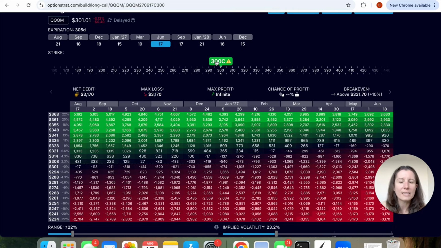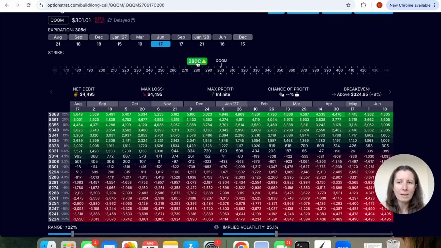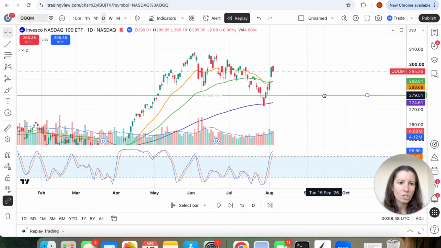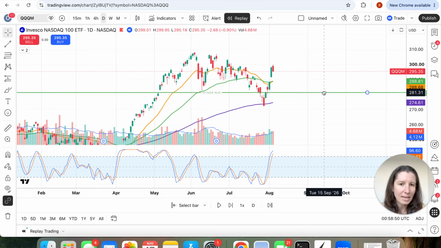If I went for a 0.7 delta, that's probably around the 280 mark at the moment. Yes, it's going to cost me more to get into the trade. Yes, I'm going to make more, but either I'm going to lose more, or if I'm still only prepared to accept, say, a $1,500 loss, I'm going to realize that loss earlier in the chart, right? So now $1,500 loss is up at 281, which is all the way up here.